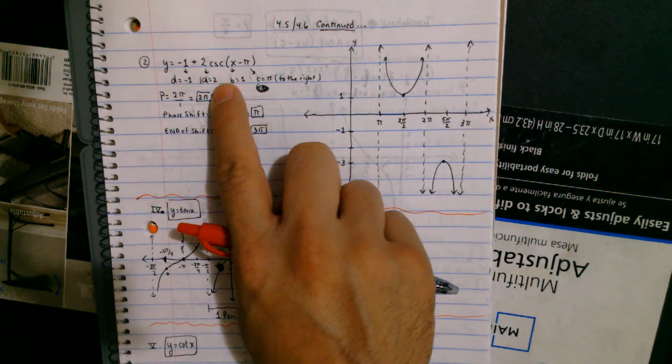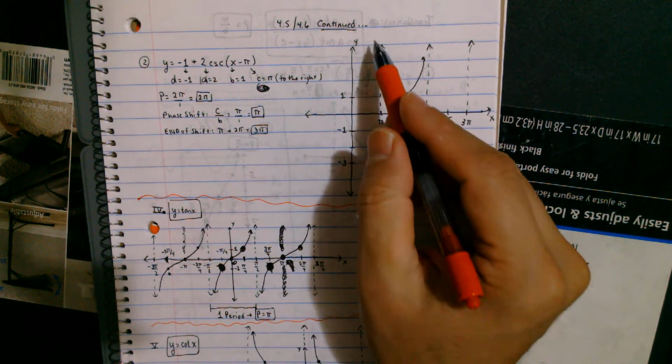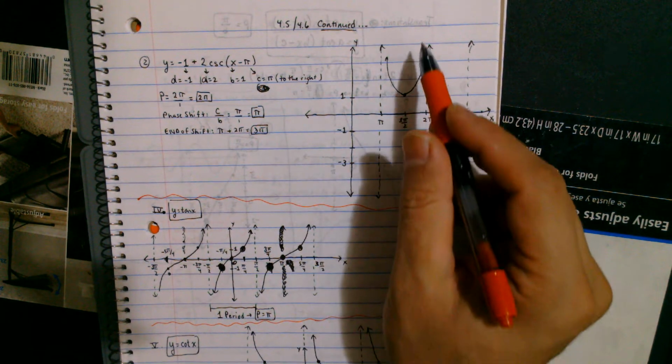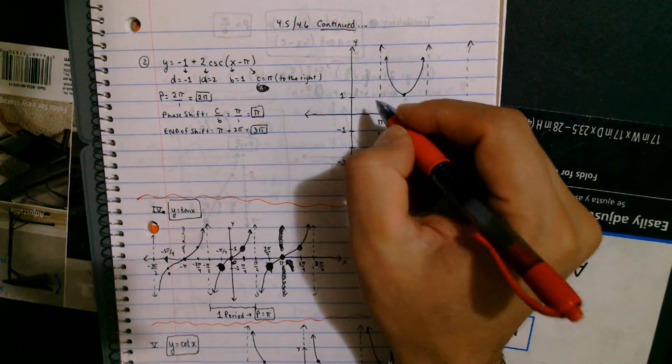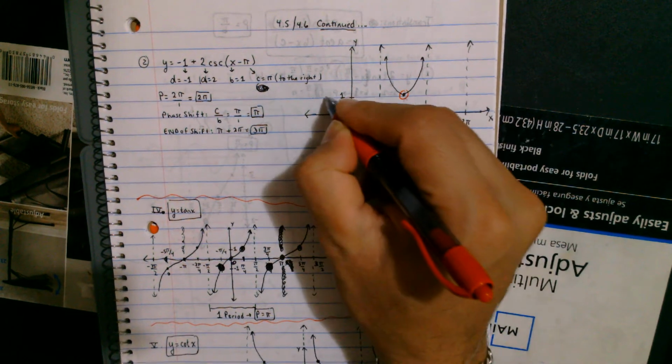So how does cosecant work? Cosecant works like this: asymptote is the first, asymptote the third, and asymptote the fifth. The second one is at the highest point.